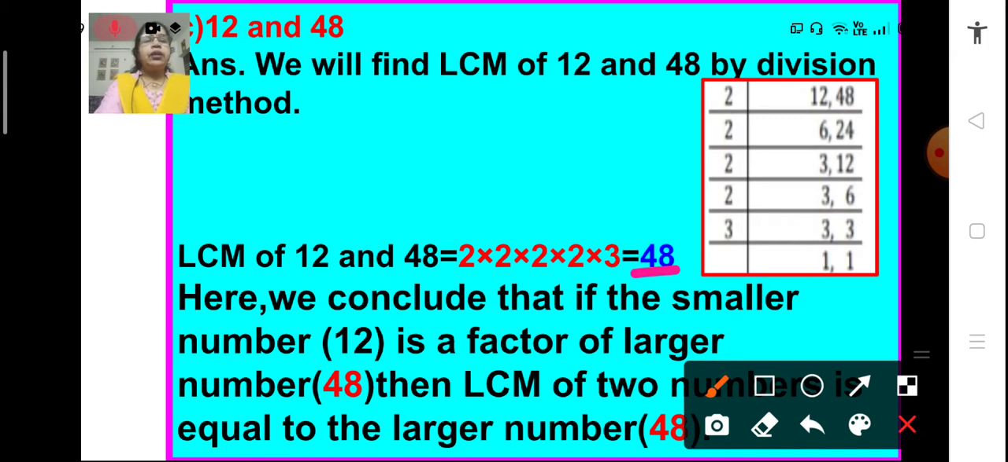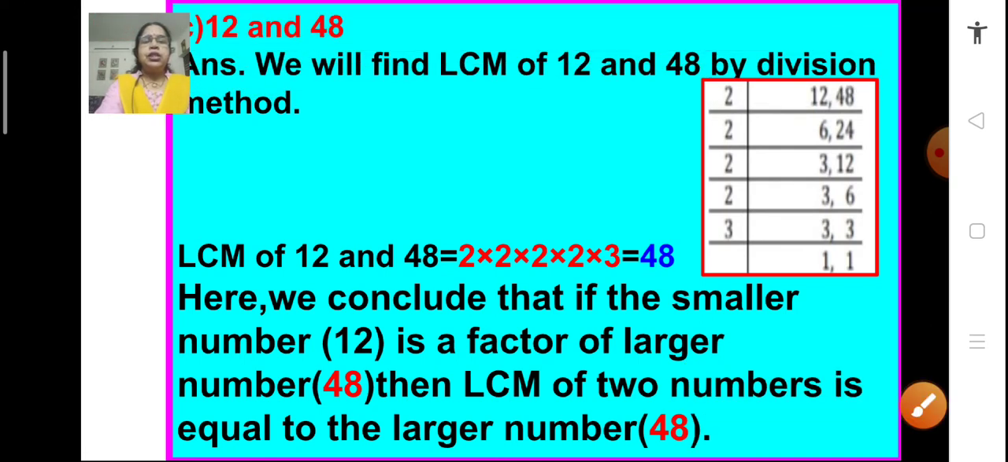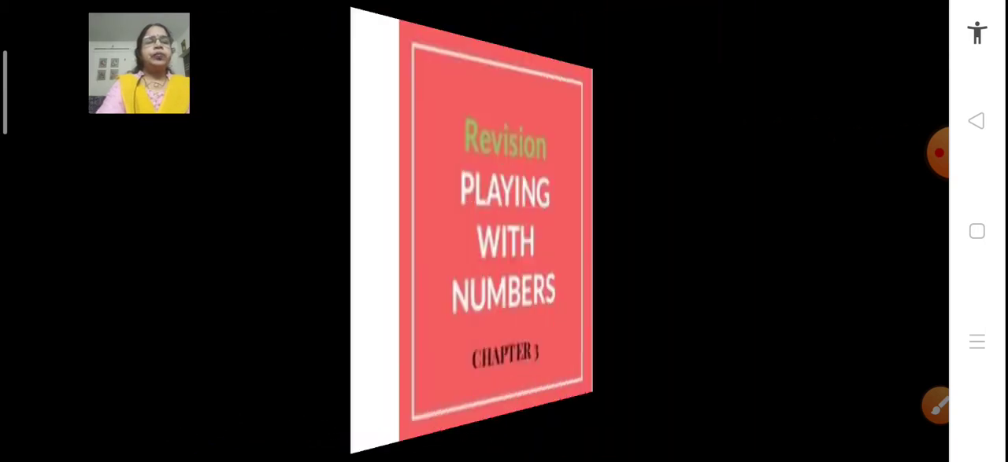So here we can conclude that the smaller number 12 is a factor of the larger number, okay, and then the LCM of these two numbers will be the larger number. So from these two problems, by solving these two, we can understand that when one number is the factor of the other number, the larger number will be the LCM of the two numbers.